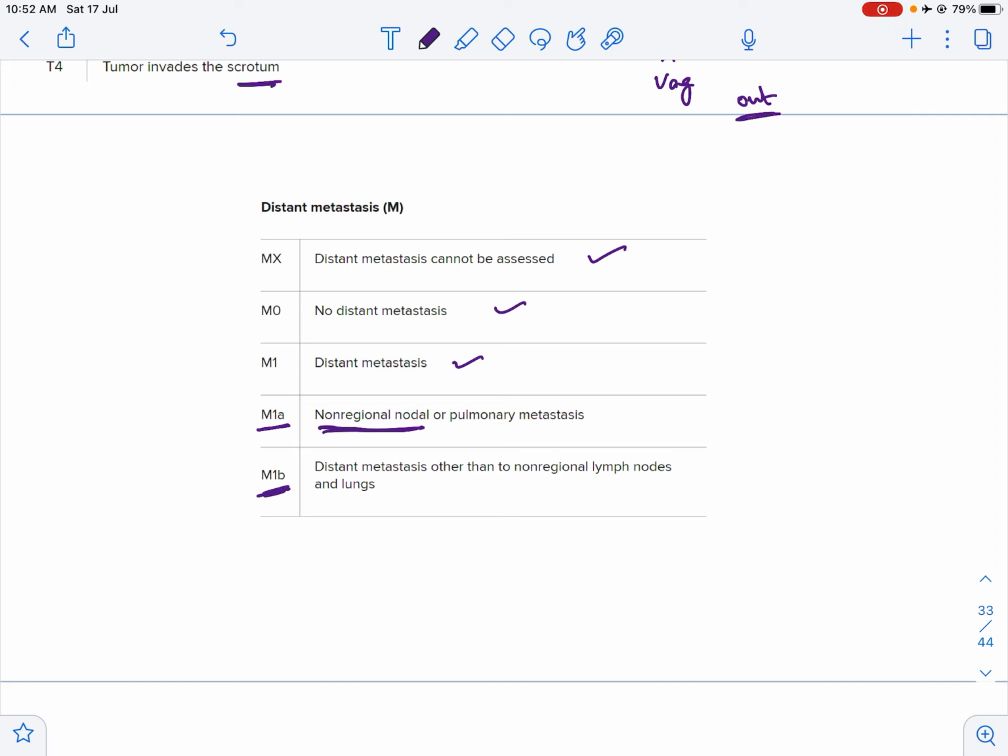Or it could be a pulmonary METs. M1B means distant METs other than those, so whatever is not considered in M1A becomes M1B. So M1A is non-regional nodal or pulmonary METs. So M1B will be distant METs apart from the non-regional nodes and any other METs apart from the lungs.